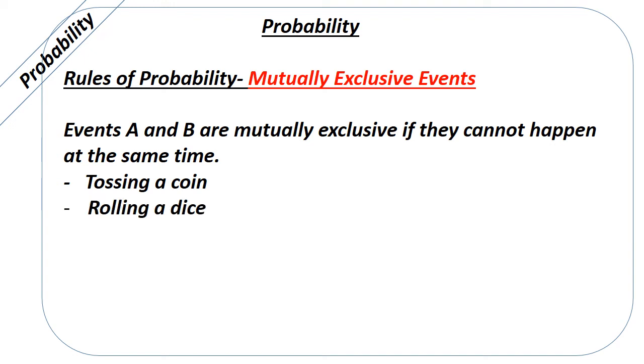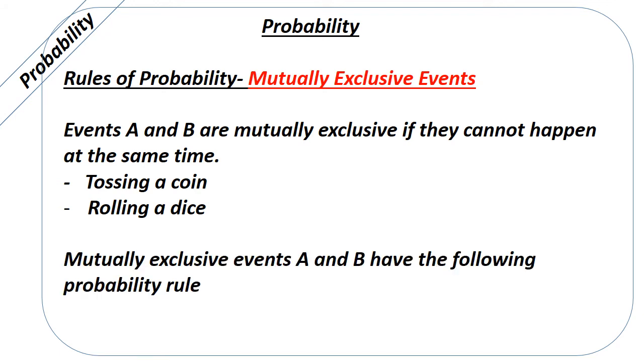Another is rolling a dice. So a dice has got 6 faces. Each of the faces is marked with one number. So when you roll a dice, getting two numbers at once is not possible. So that's another example of mutually exclusive events. There is no chance of getting maybe 1 and 2 on the dice at the same time. It's not possible.